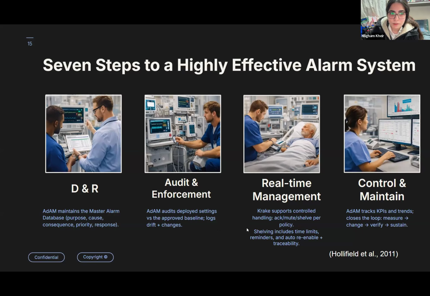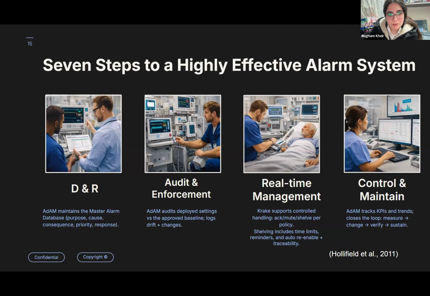Step 6. Well, this is where we manage nuisance in a controlled and safe way without hiding risks. A key concept here is the distinction between alarms and notifications. ADaM governs shelving through policy, permission, time limits, and a full audit trail. Krake is the human-safe interface that makes this usable.